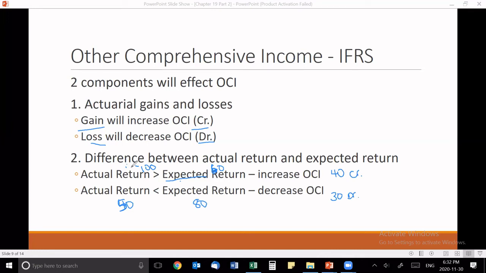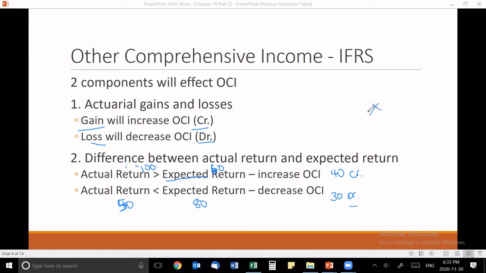Okay? So if your actual return is higher than your expected return, that's great. You thought you were only getting 60, you got 100. It's going to increase OCI, credit. If your actual return is lower than the expected return, that's not an ideal situation. You thought you were getting 80, you only got 50. That's not very good, which means you're going to debit OCI.